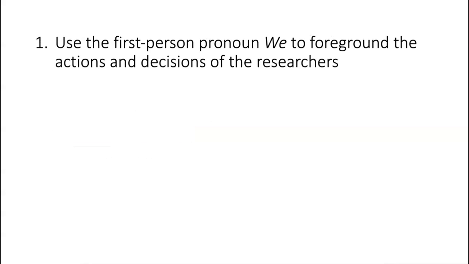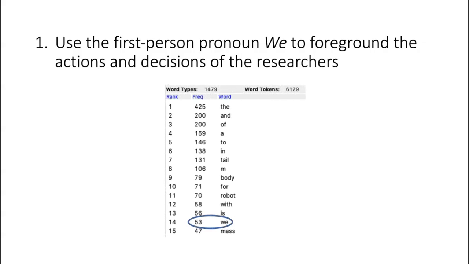First, we'll notice a lot of the first-person plural pronoun "we" when the researchers explain what it is that they've done. Using "we" helps foreground the role of the researchers as agents in the paper, and it's quite common in the robotics discipline. In fact, the word "we" appears 53 times in this text, and the only words that appear more than "we" are robot, body, tail, and smaller, more common words like the, and, of, and a.